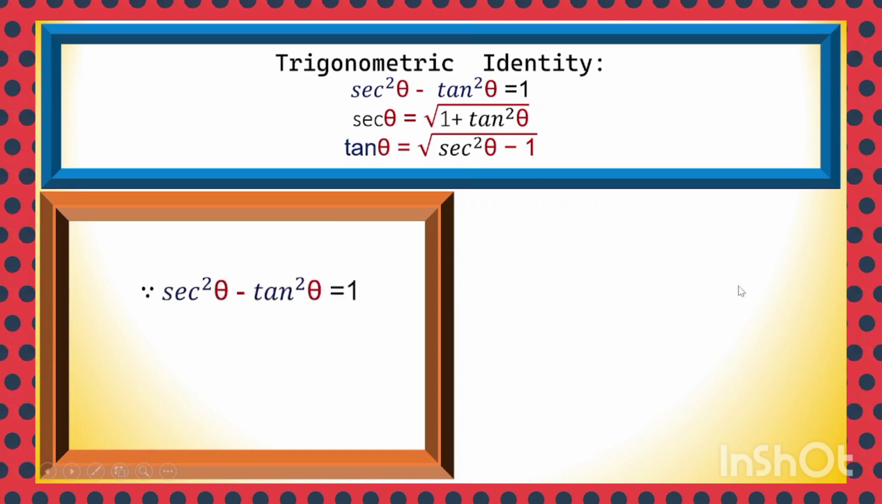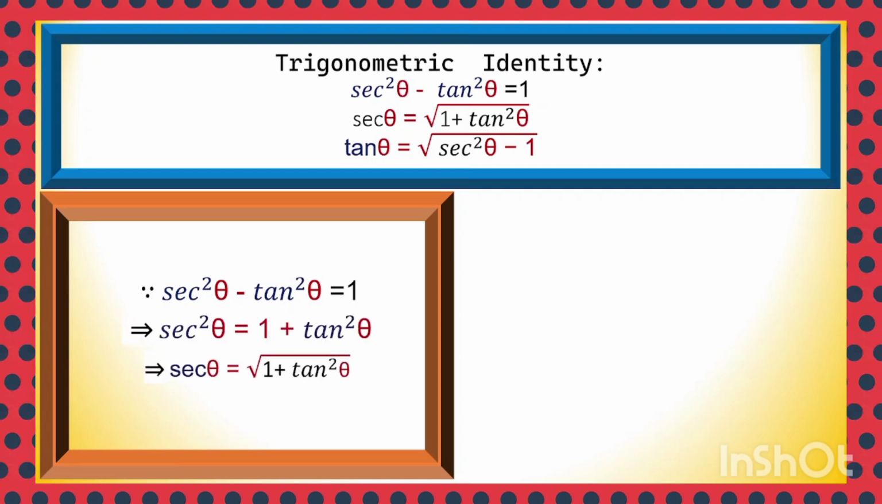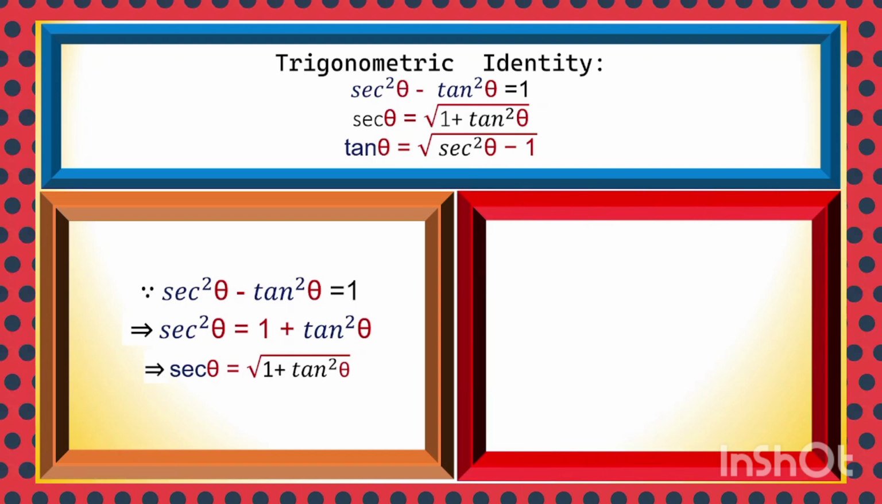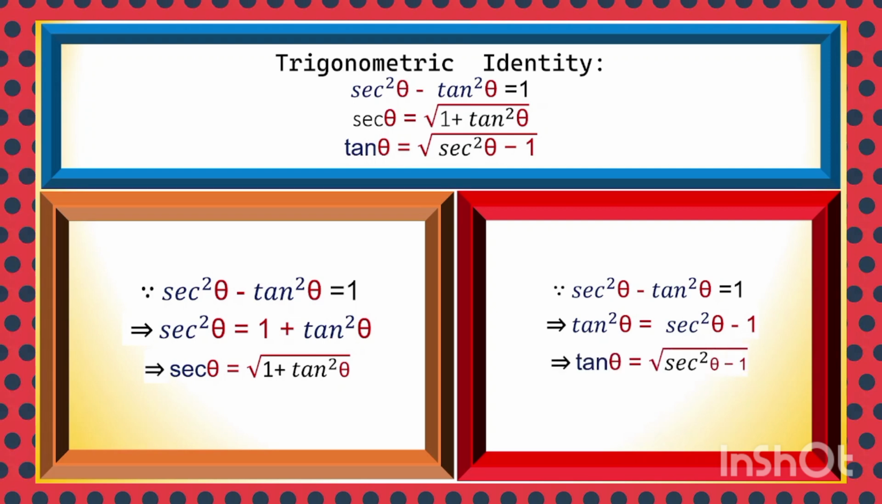Sec square theta minus tan square theta is equal to 1. We can transpose minus tan square theta to the right hand side. So sec square theta is equal to 1 plus tan square theta, and sec theta is equal to square root of 1 plus tan square theta. Sec theta can be expressed in terms of tan theta. Similarly, you can transpose sec square theta to the right hand side, and it can be written tan square theta is equal to sec square theta minus 1, and tan theta is equal to square root of sec square theta minus 1. Tan theta is expressed in terms of sec theta.